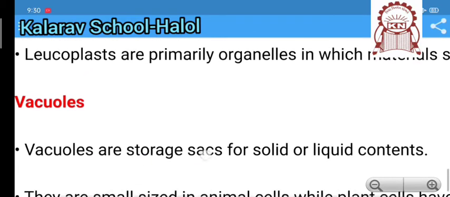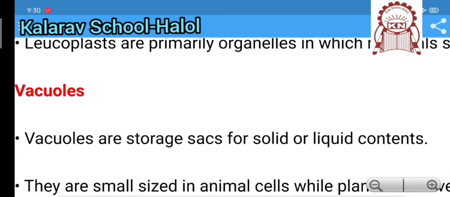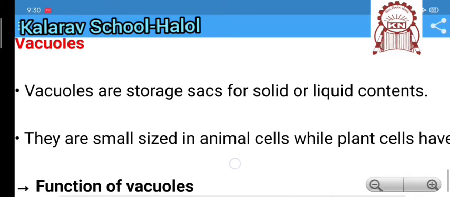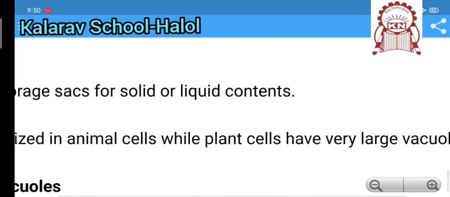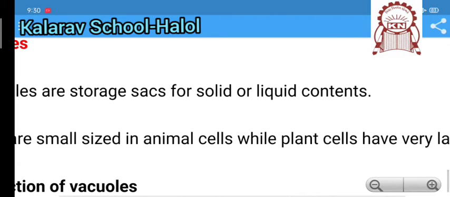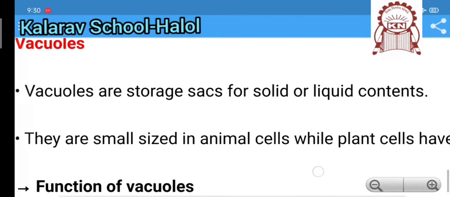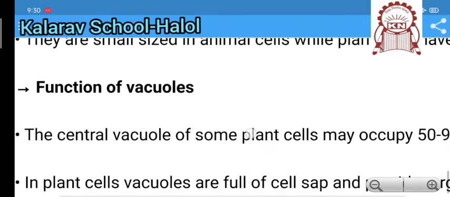Next is vacuoles. Vacuoles are storage sacs of solid or liquid content. What does it mean? Vacuoles are like a storage material for solid or liquid content. They are very small in animal cells, while plant cells have very large vacuoles. Here is another point of difference between plant and animal cells: the animal cell has small vacuoles and the plant cell has a large vacuole.